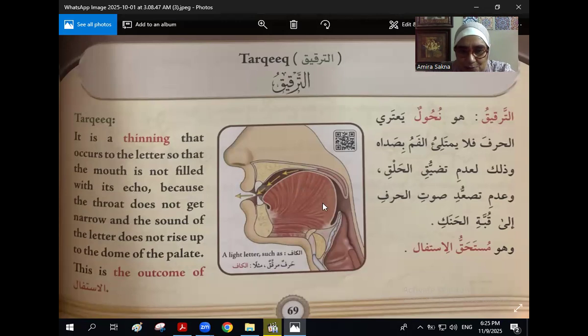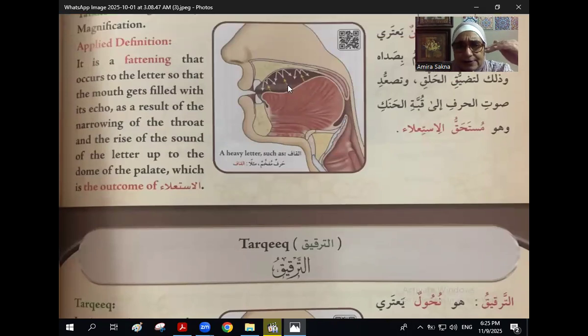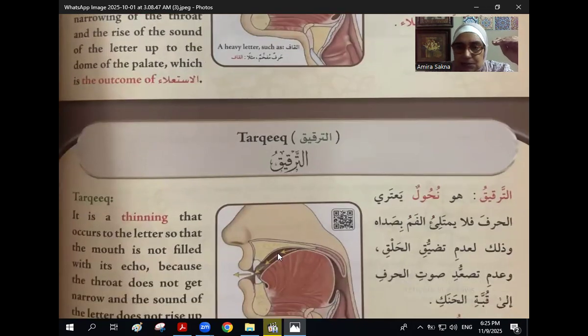From where will the echo come? Here with qaf, yes, I have echo because the sound is directed to the roof. So go up, come back, go, come back. So here I have echo. But here from where will the echo come? It doesn't rise towards the roof of the mouth or the dome of the palate. It goes outside, or it descends. The sound descends. So there is no echo. So the letter will be مرقق, will be light, or empty mouth letter, different translations.